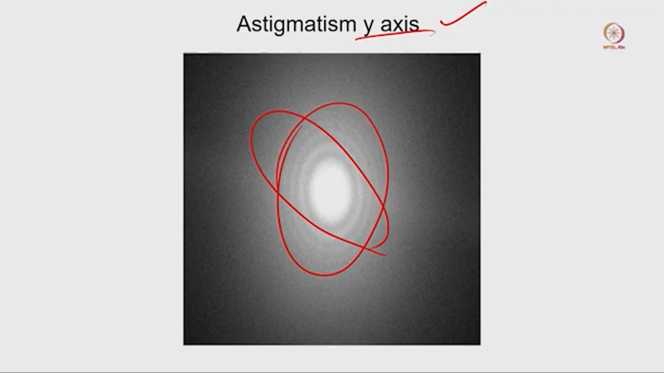We'll stop it here today, and in the next class I am going to discuss more about the other aberrations, mainly coma and coma-free alignment, as well as the different types of distortion.